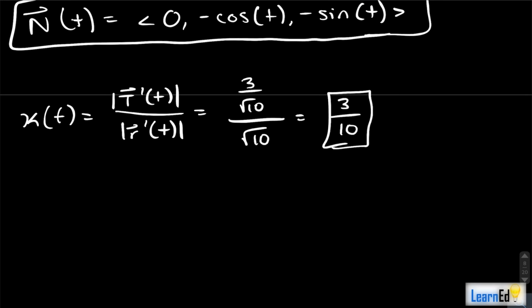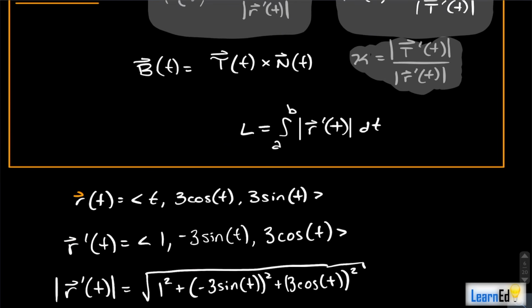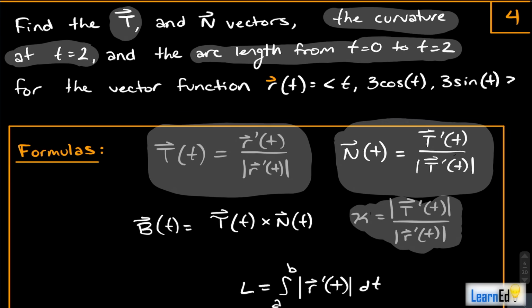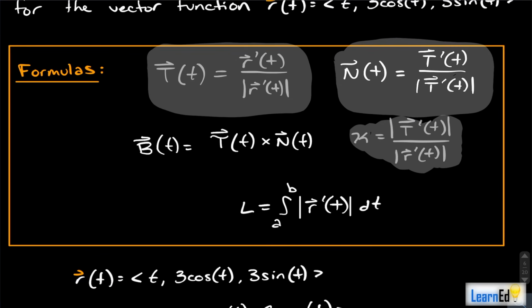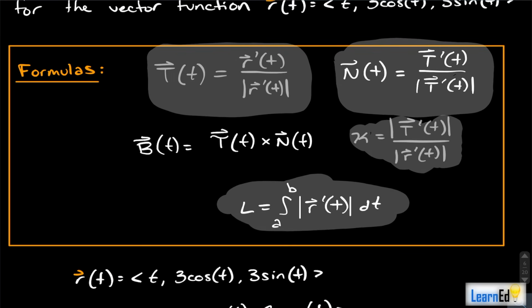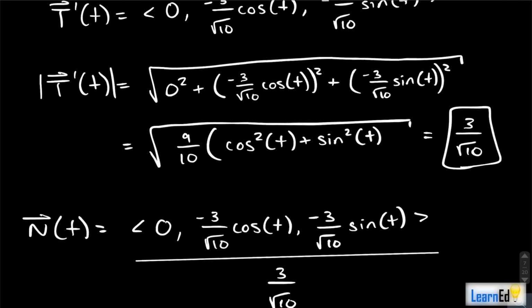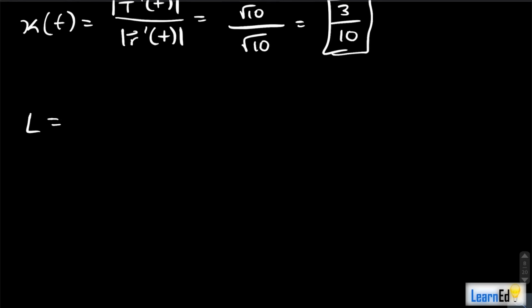Last thing we got to find here is the arc length, and then I'll let you guys take a break. A 5-minute break, preferably. That's probably going to be best for y'all. That's what I would do at least. We got to find the arc length from t equals 0 to t equals 2, and we got to use this formula right here. The arc length equals the integral from a to b of the magnitude of r prime of t dt. I'm going to copy this, and you guys can jot that down real quick. That's going to be the formula that we're about to use.